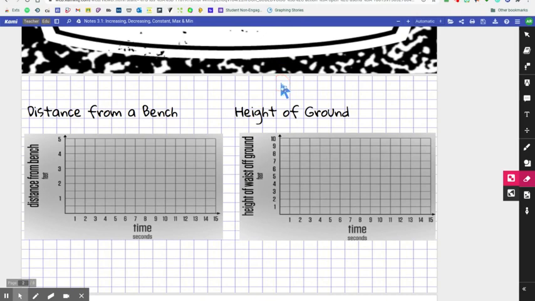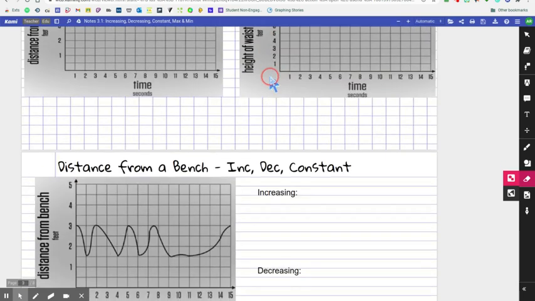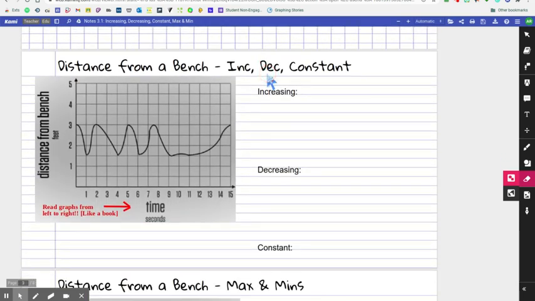All right, so now we're going to actually talk about the things that we're going to be learning today. And so we have a distance from a bench. We're going to talk about increasing, decreasing, and constant. Now, the biggest thing with graphs is I have this written in red here, and if you want to write it, you can. But you read graphs from left to right. Okay, we read graphs from left to right like a book. You don't just look at them and see all this information. You actually read from left to right, especially if you choose to go into finance.